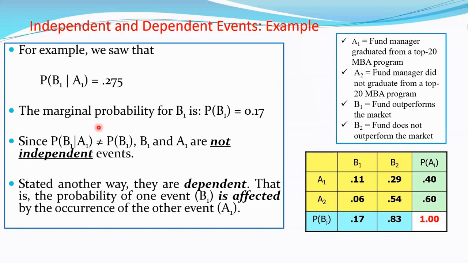So if the manager graduated from a top 20 school, the graduation of the manager will affect the performance of the mutual fund. So that means B1 and A1 are dependent. The performance of the fund and the type of school graduated from are dependent. Both are dependent, right? So the probability of B1 is affected by the occurrence of the event A1, right?